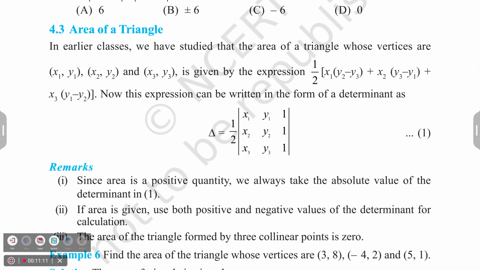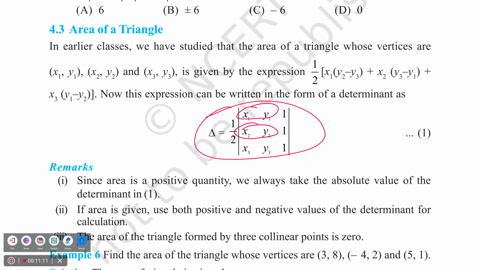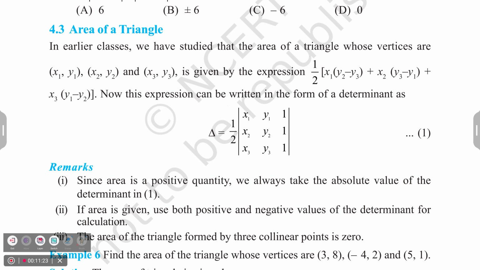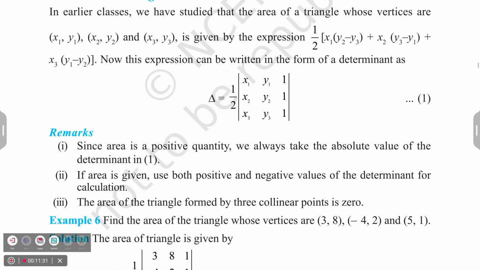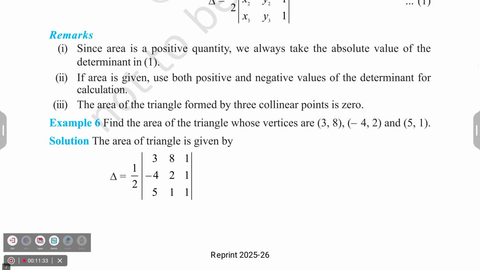Area of triangle, I told you. Area of triangle formula: 1 by 2, first point, second point, third point, then 1 1 1. If you apply, you will easily get the area of triangle. Okay. Area of triangle 0, what is it called? All the points are called collinear. Very good. Area of triangle 0, the points are called collinear. That is the third point they said here.